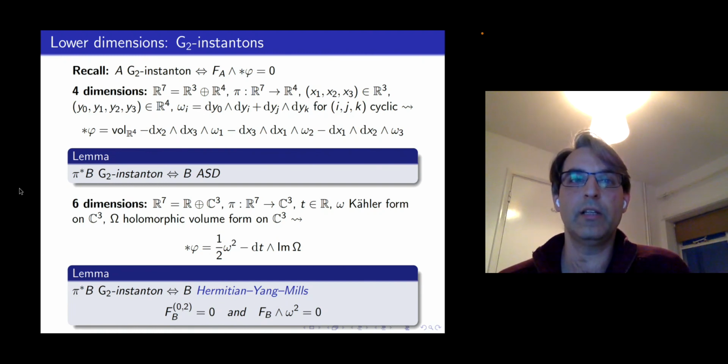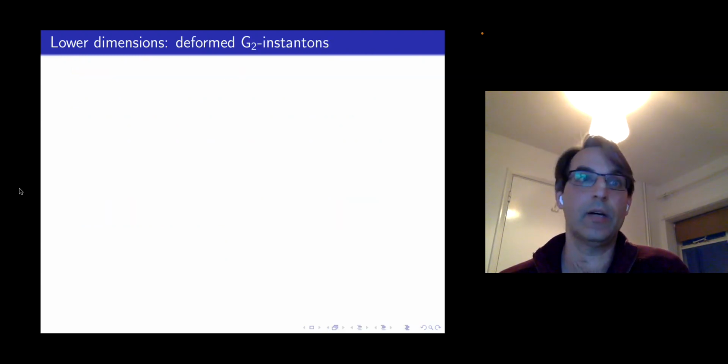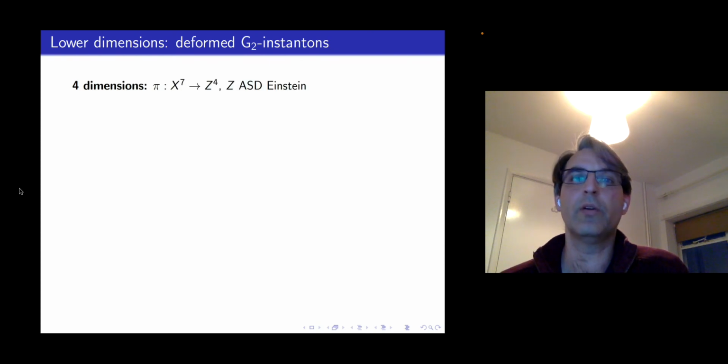So what do we do in the deformed G2 instanton case? How do we relate things to the lower dimensions? Well, let's have a look at the 4-dimensional version. So we have a projection map from a 7-dimensional manifold to a 4-dimensional anti-self-dual Einstein 4-manifold. So this is basically the same as the situation we had before. It's just I've made this a more global statement. Everything I said on the previous slide would have applied to this setting, but it was simpler to say in the case when X was just Euclidean space and Z was a 4-dimensional Euclidean space.